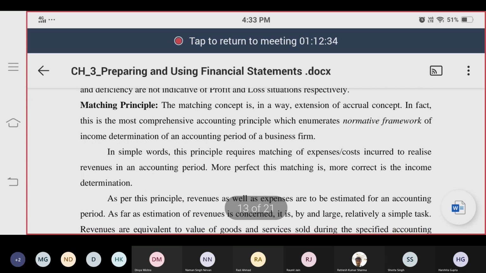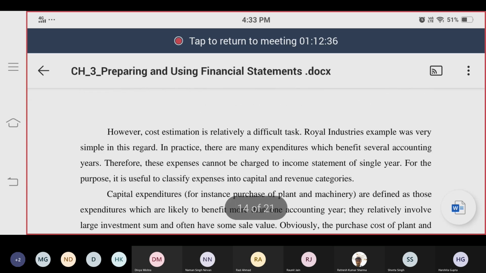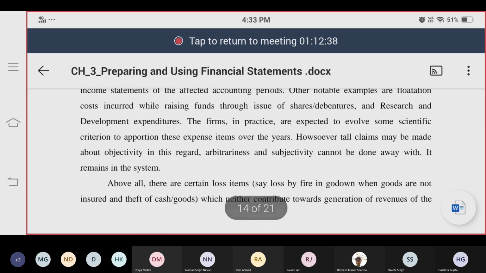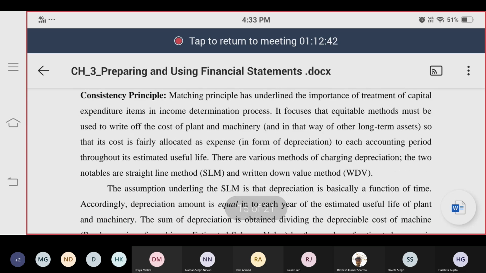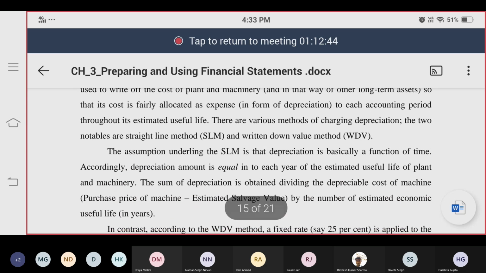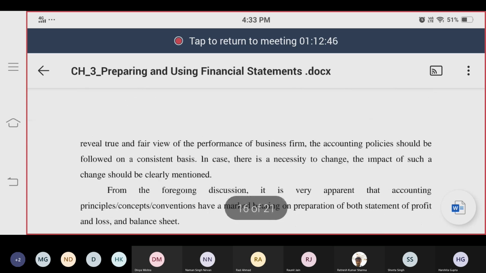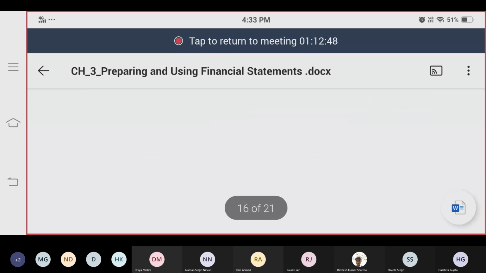The matching principle. Okay, so this is just the detailed written version of all of these accounting principles, which you can read at your leisure. Consistency principle. We've already discussed this in the first 3 classes.